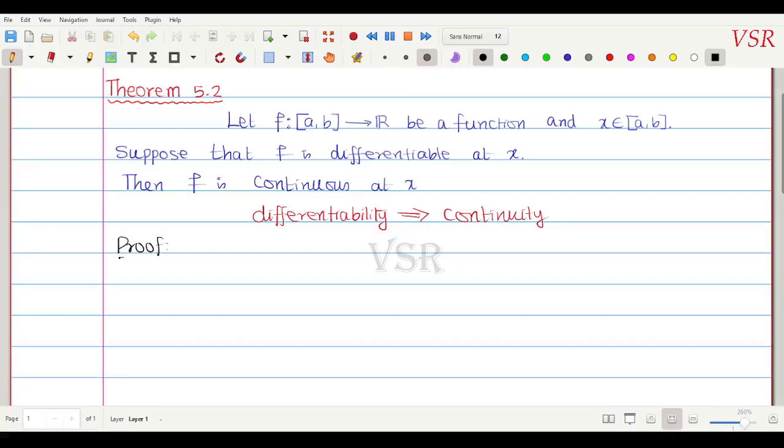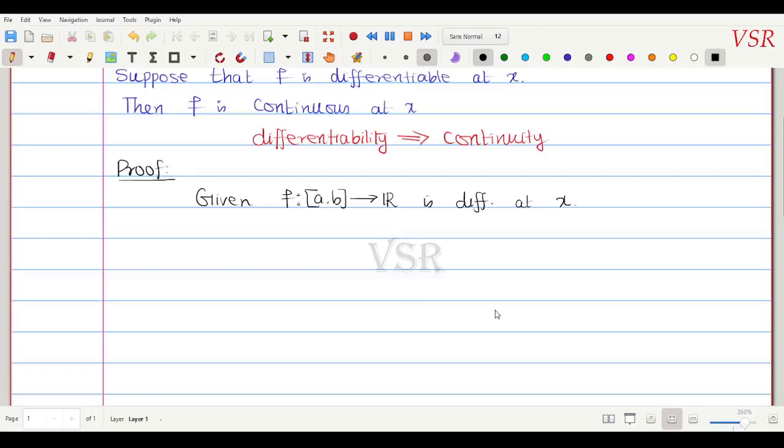இதுக்குள்ள proof என்னெல்லாம் கொடுத்துருக்காங்க அப்படின்னு எழுதிக்கிறேன். Okay, given f is a function from closed interval a comma b ல இருந்து r போற மாதிரியான function. Okay, it is differentiable at x. Okay, x ங்கிற பாயிண்ட்ல இது differentiable ஆக இருக்கு. Okay, என்ன ப்ரூஃப் பண்ண போறேன் அப்படின்னா to prove f is continuous at x அப்படின்னு ப்ரூஃப் பண்ண போறேன்.